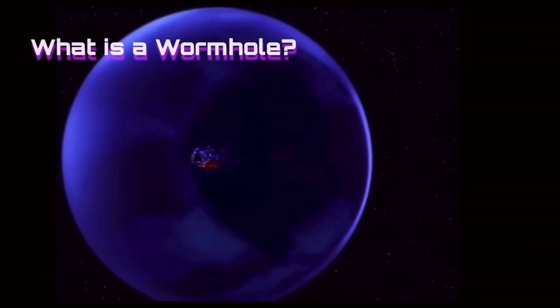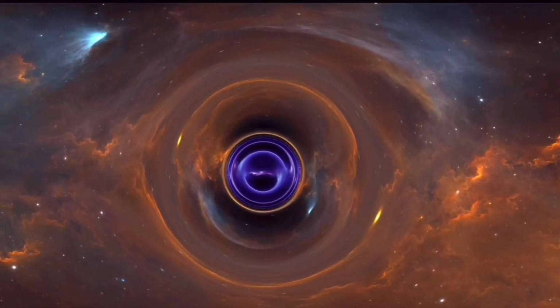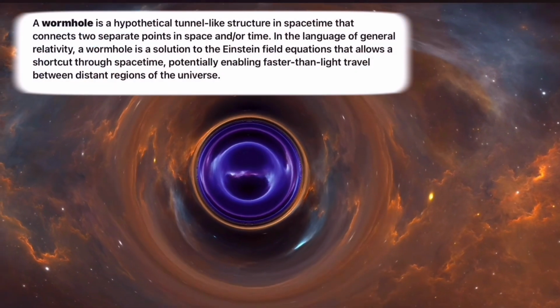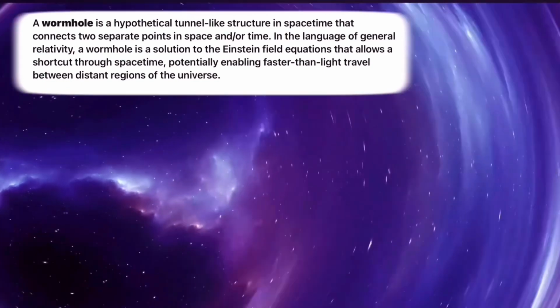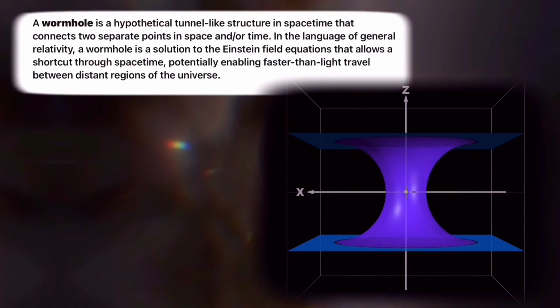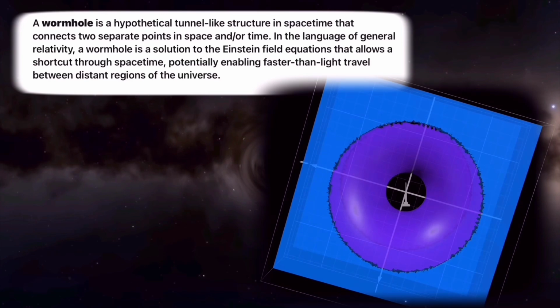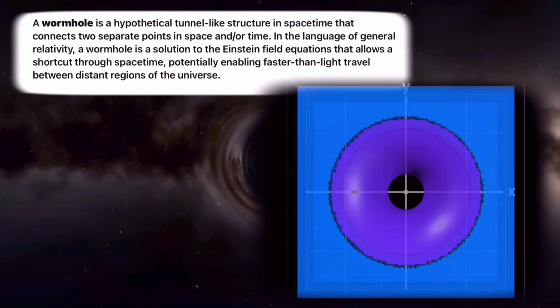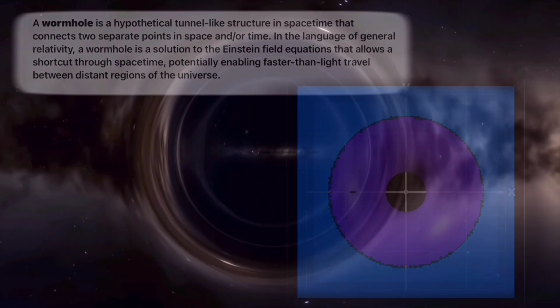What is a wormhole? A wormhole is a hypothetical tunnel-like structure in space-time that connects two separate points in space and/or time. In the language of general relativity, a wormhole is a solution to the Einstein field equations that allow a shortcut through space-time, potentially enabling faster-than-light travel between distant regions of the universe.